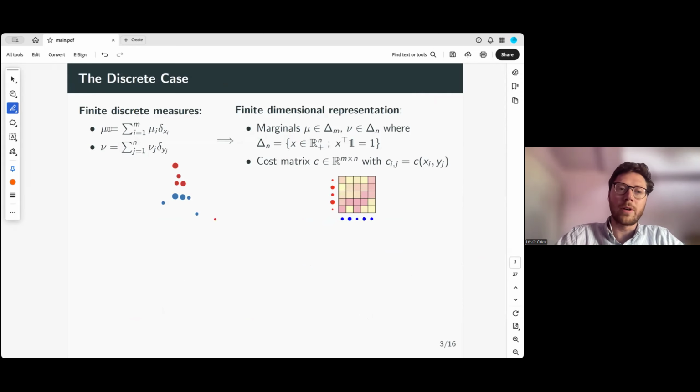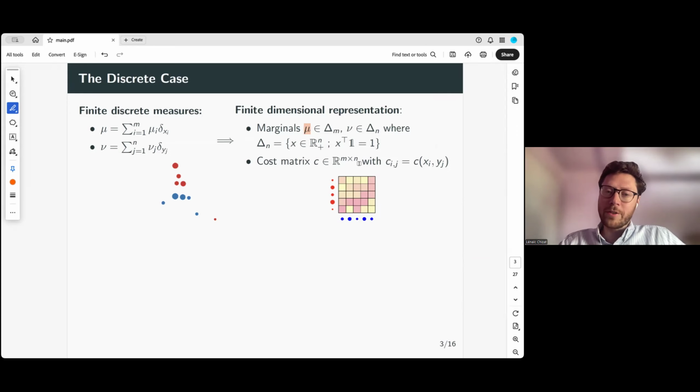So when you have the setting where mu and nu are probability distributions, which are just finite discrete measures, so Dirac masses located at points x_i, y_j, and with weights mu_i, nu_j, then you can have a finite dimensional representation of the problem, which is given on the right column here. So you have the marginals now represented by probability vectors. So here I'm abusing notations. I'm using the same letter mu for the probability vector and for the measure. I think that will make the talk slightly easier to follow if I don't switch the notations between the discrete and continuous case. So here delta is the simplex of dimension n when there's this small index n.